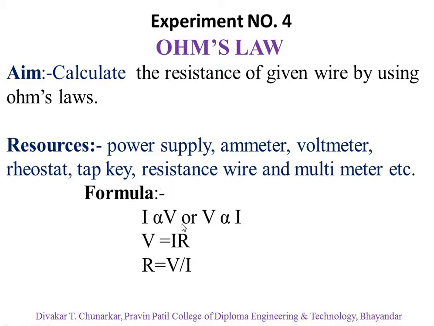We know the statement of Ohm's law: I is proportional to V, where I is the current and V is the potential difference. Keep in mind that V equals I into R, and R equals V by I. Both are mathematical equations of Ohm's law. Here R is the resistance, V is the potential difference and I is the current.